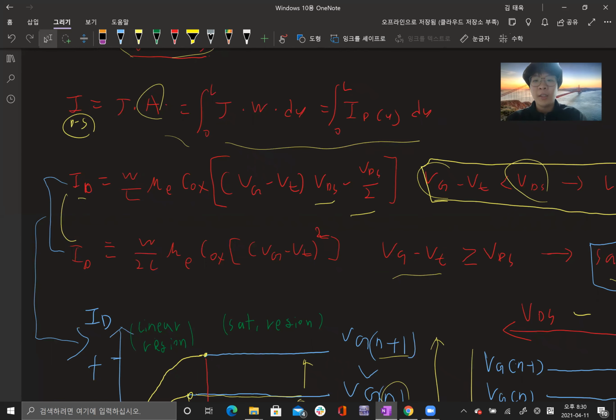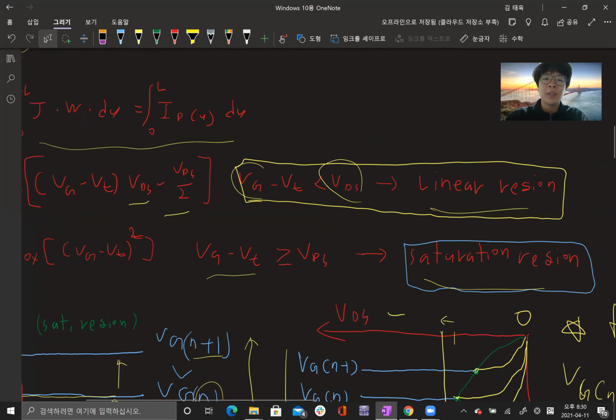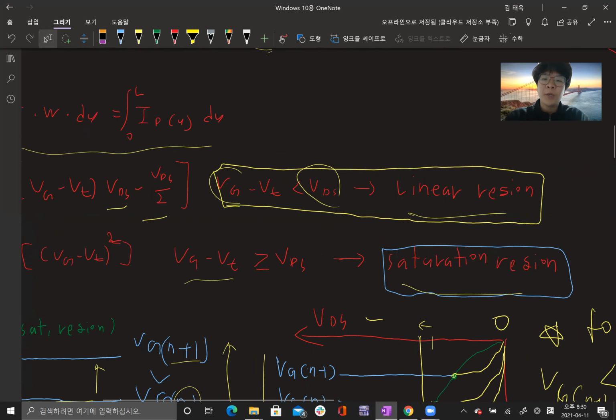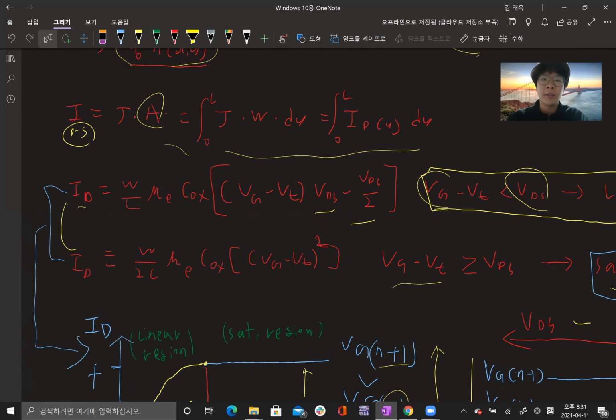And if the drain bias is smaller than the difference between gate voltage and threshold voltage, we call it the saturation region. The reason why we call it the saturation region is that the channel potentials are different between source to gate and drain to gate.